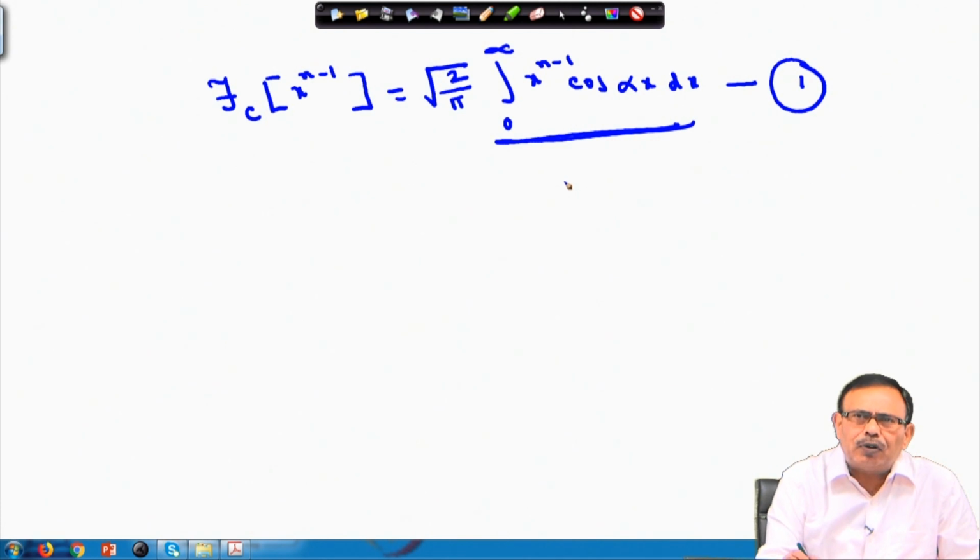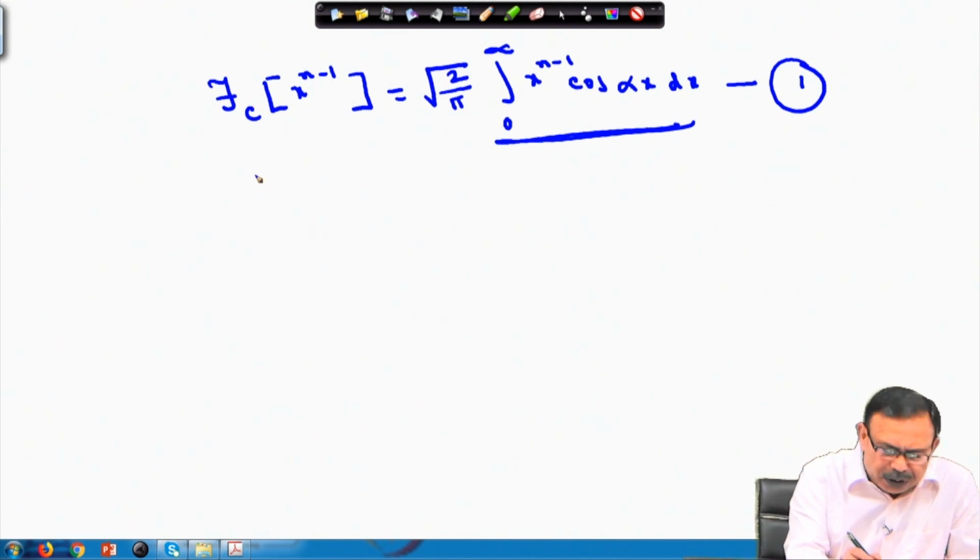There are various approaches to find out the value of this particular integral. I am telling you one another approach to find the value of this given integral. If you look here, x to the power n minus 1 is there, into cos of alpha x is there. So, I try to find some function of e power, which can be expanded in the form of cos x and sin x, and whose value is known to us.